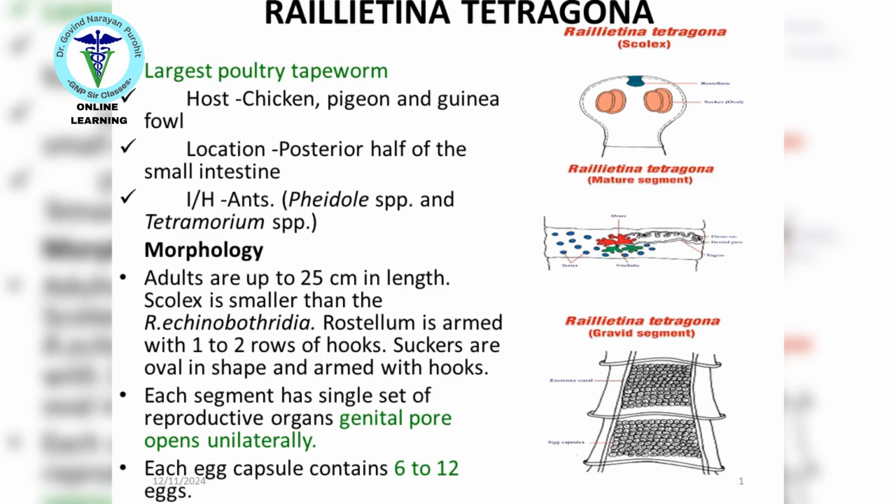Raillietina tetragona is a common poultry tapeworm that infects chickens, pigeons, and guinea fowl. It resides in the posterior half of the small intestine and uses ants as intermediate hosts. Adults can grow up to 25 cm and have a rostellum with hooks for attachment. Each segment contains reproductive organs, and egg capsules contain 6 to 12 eggs.